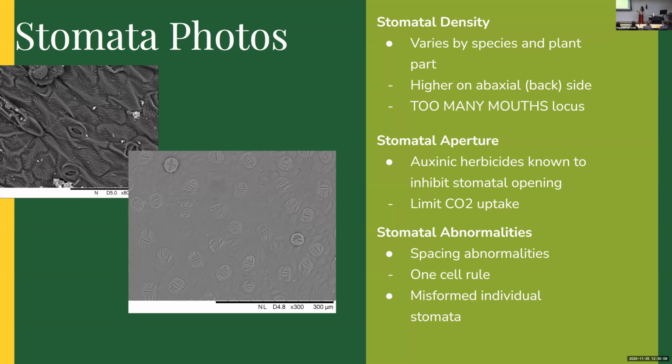We're also looking at stomata aperture. So how much they're open versus not open, and stomata open and close normally throughout the day and throughout the season. However, auxinic herbicides have been tested to actually just close the stomata, which is part of what kills those weed plants that it's applied to. We also have stomatal abnormalities, which I'll show on the next slide. There's some spacing abnormalities, and there's also some misformed individual stomata.